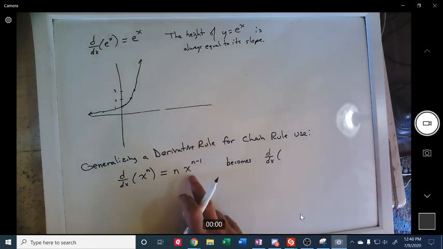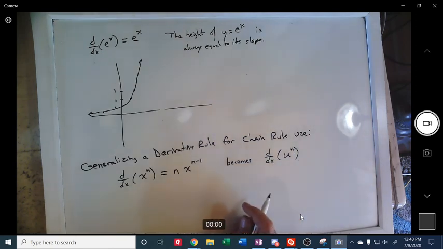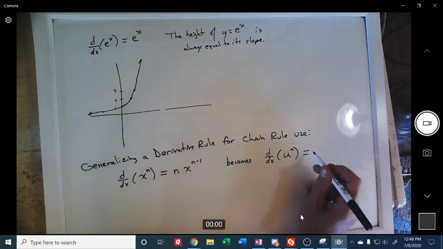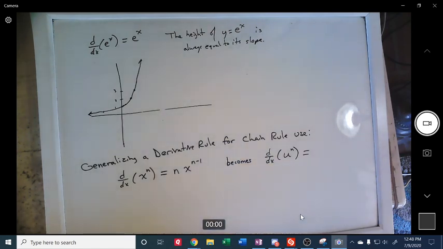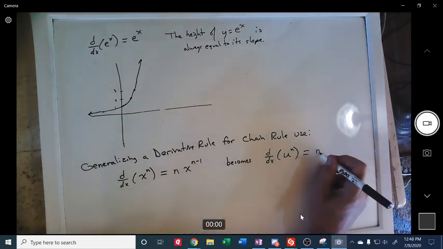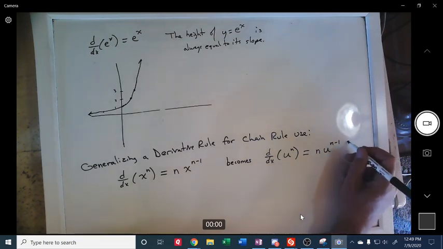You don't have to just use it on x to the n. It could be any function of x to the n. We'll call it u to the n, where u is some function of x. Kind of like we did when we were doing the alternate version of the chain rule. u could be the inner function. Okay. Then the derivative is n u to the n minus 1, but then we have to chain on du dx.